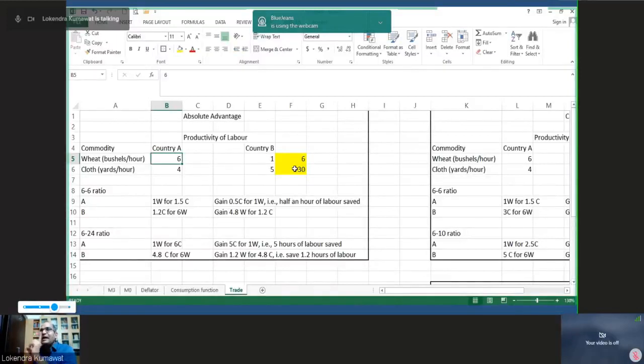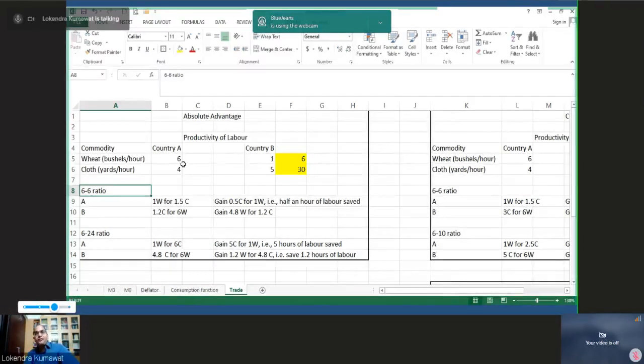How? Let us take one example first. Let's see. They decide to trade in the ratio 6 to 6. That means 6 units of wheat being traded against 6 units of cloth. Look at this example carefully. If you are trading 6 units of wheat against 6 units of cloth, what will happen?